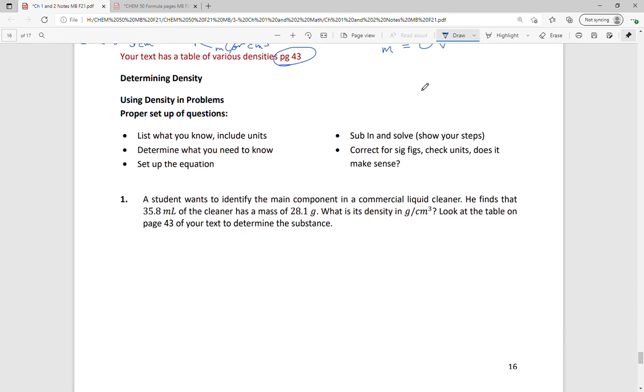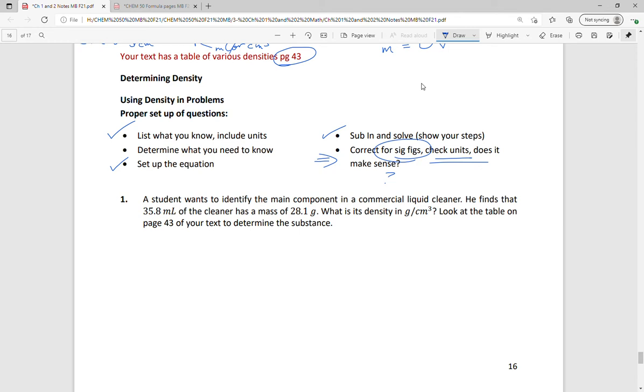And so again, focusing on strategy for problem solving, we're going to make a list of what we know in the question. So I zone in on these numbers. Sometimes word problems are intimidating to people, so this is my strategy. We determine what we need to know, so list all the variables and put a question mark beside what you need to know. Set up the equation, so write it out. You're going to sub in and solve. Show your steps, and then when you finally give your answer, correct for sig figs and for units, and then ask: does it make sense? That's an important thing to check.